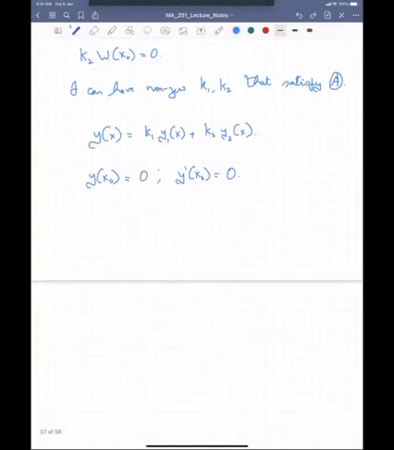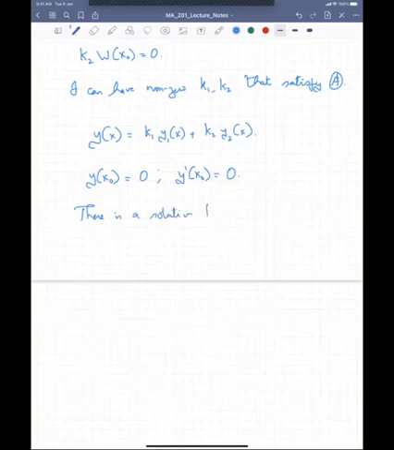But is there any other solution that also has the exact same property, that y at the point x0 is 0 and y prime at the point x0 is 0? The answer is yes. There is a solution for the same initial value problem, and that is the solution y star of x equal to 0.